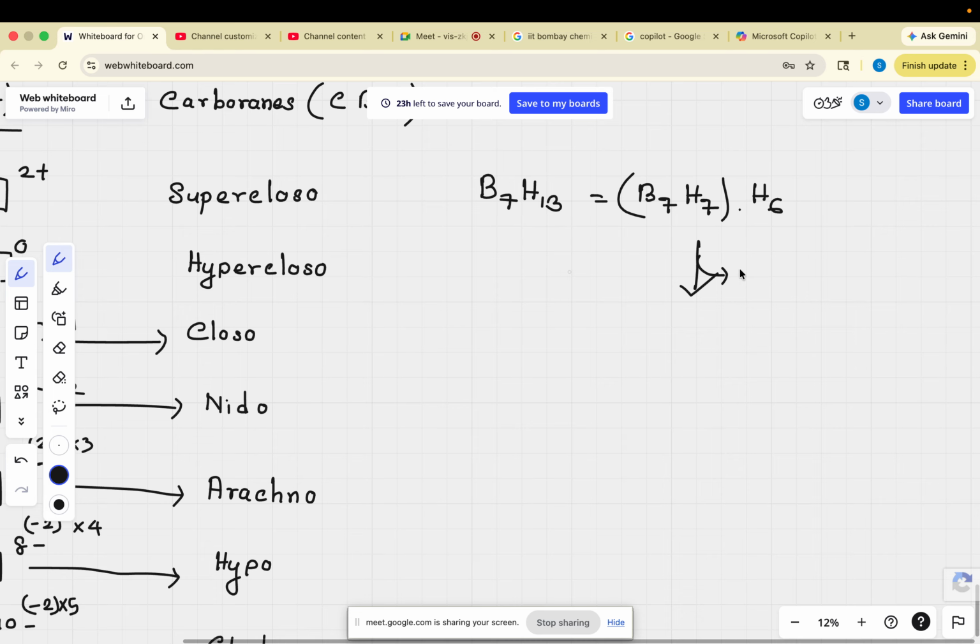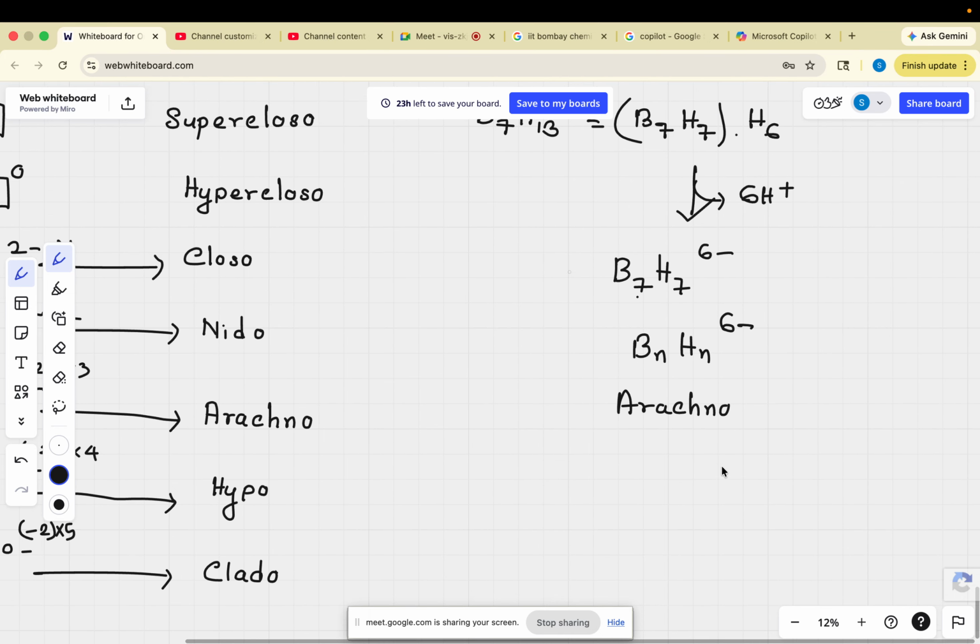Now suppose this compound is releasing 6 hydrogen. If this compound releases 6 protons, it will be 6H plus. So that means you are getting B7H7 with a charge of minus 6, right, minus 6. So you are getting BnHn plus 6, minus 6, and that will be arachno. Arachno.